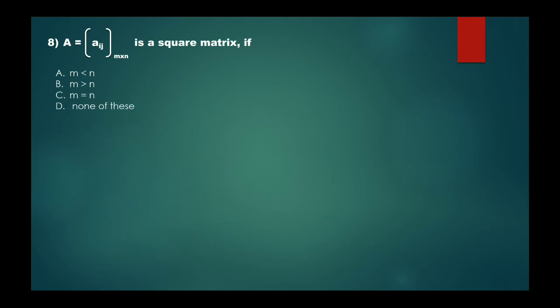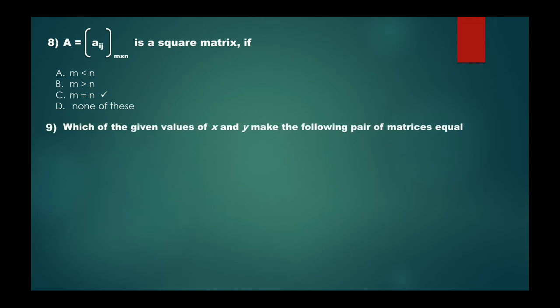So this is basically an MCQ question. You need to identify when it is a square matrix. Didn't I tell you what a square matrix is? Their orders will be the same, like m and n should be the same. So basically our option is C, m should be equal to n.